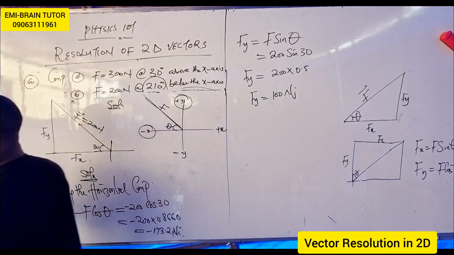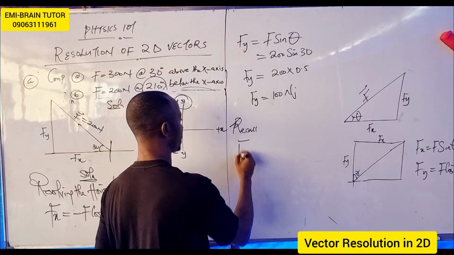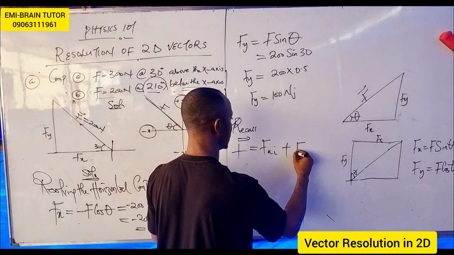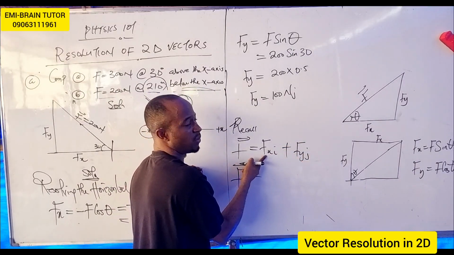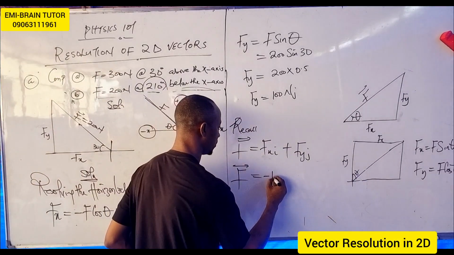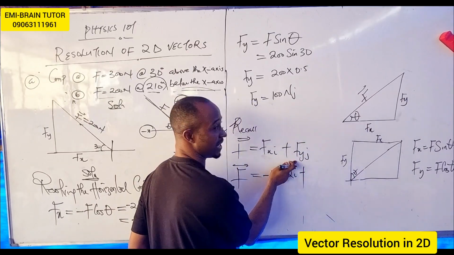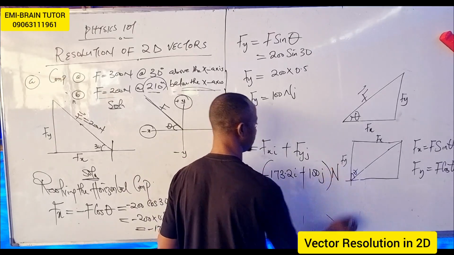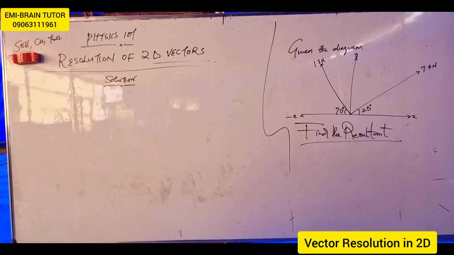Okay, what do we have to find? The component, right? Therefore, recall that F will give us Fx i plus Fy j. So what will it be? What's my Fx? Minus 173.2 i plus what's my Fy? 100 j. You can just put this all in Newton. Final answer. Yeah, thank you.